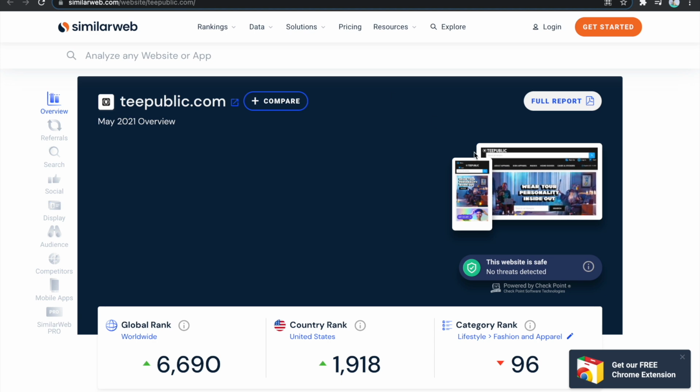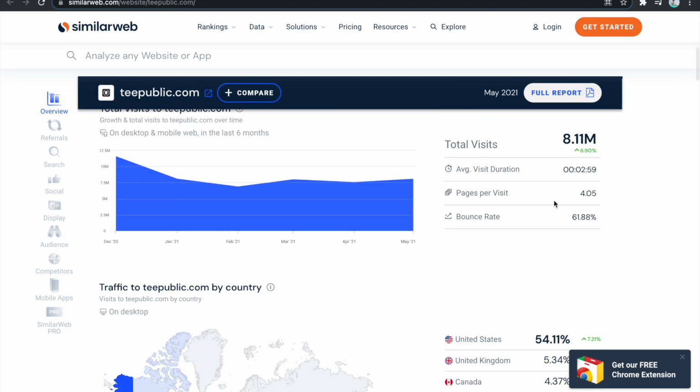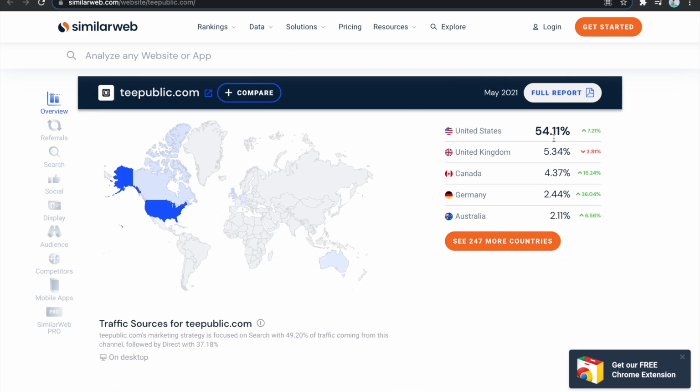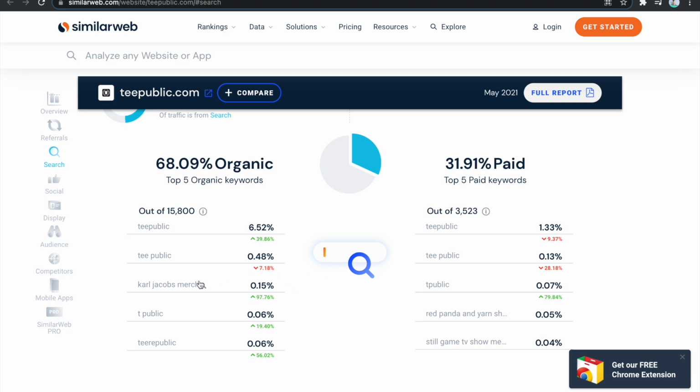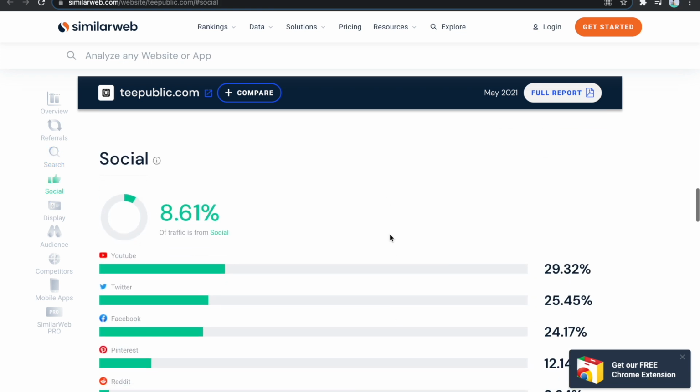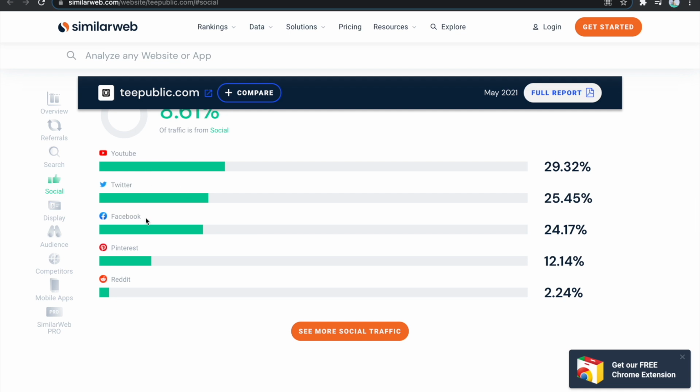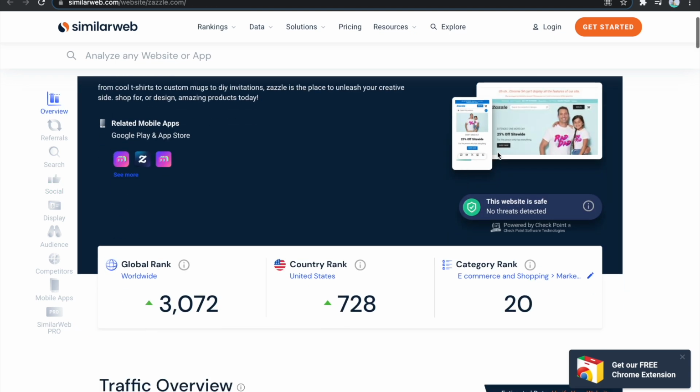We also have TeePublic with 8.11 million per month. Again, same target audience, the United States as the top leading. And if we're looking at search engine, we have people searching for TeePublic and TeeRepublic, and sort of reach them, as well as having social media from YouTube, Twitter, Facebook, and Pinterest almost last, Reddit, and again, Instagram is not here.